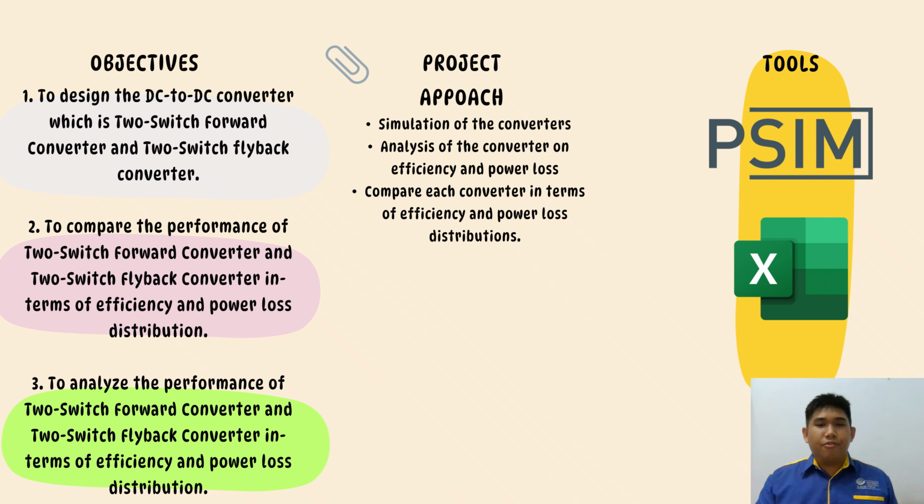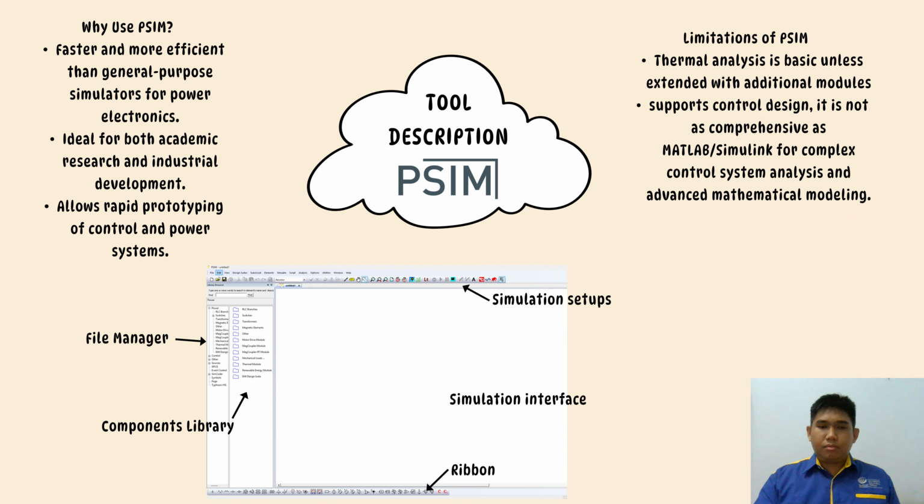Alright, now the project approach. Number one is the simulation of the converters. Number two is to analyze the converter on efficiency and power loss. And number three is to compare each converter in terms of efficiency and power loss distribution. The tools used are the PSIM simulation and the auxiliary of Microsoft Excel.